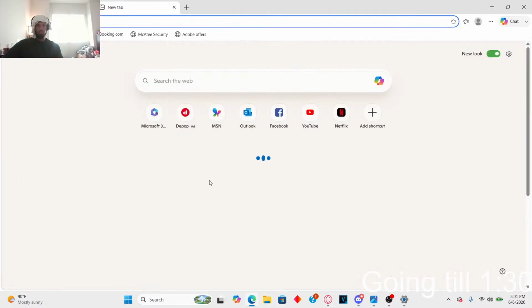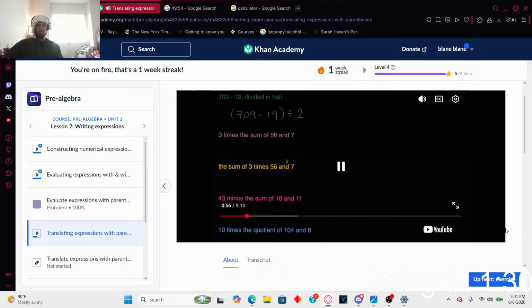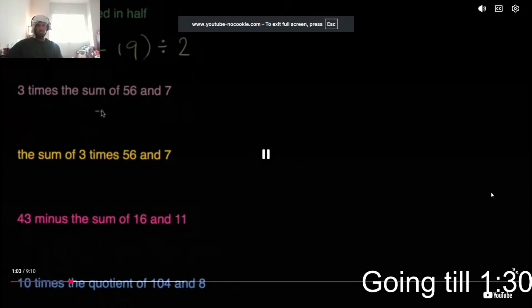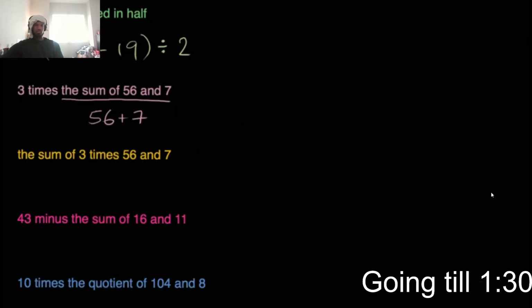Now the next one, and once again, pause it if you get inspired, and I encourage you to. 3 times the sum of 56 and 7. So it's going to be 3 times the sum of 56 and 7. So the sum of 56 and 7, we want to take that first. So it's going to be 56 plus 7. That's the sum of 56 and 7. And then we want to do 3 times that. We want to do 3 times this sum. So we could write it like that.